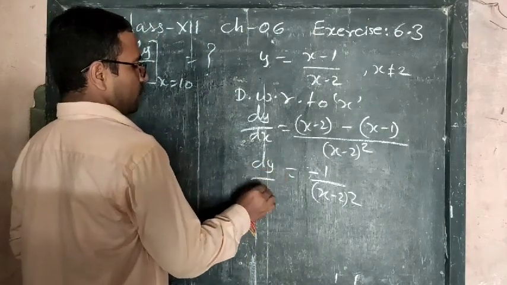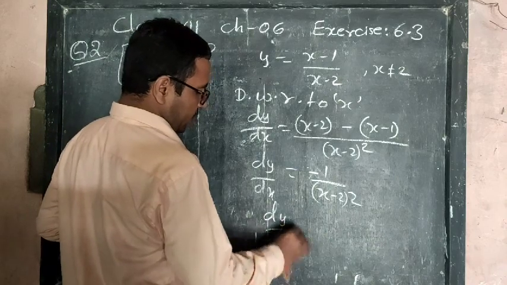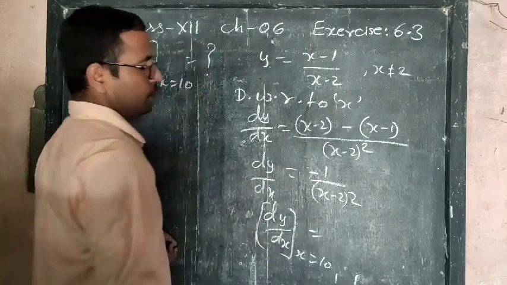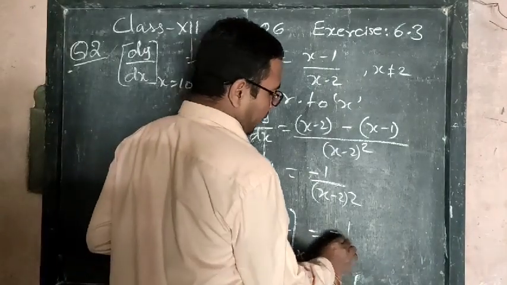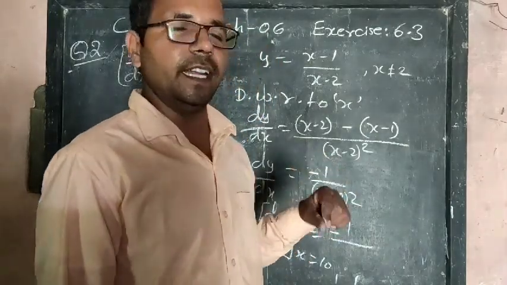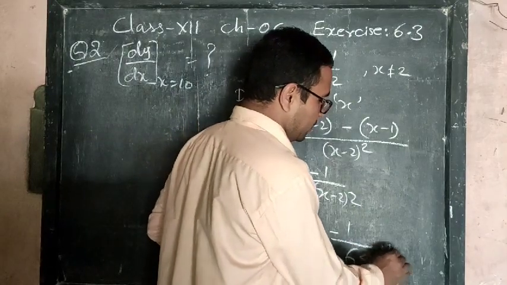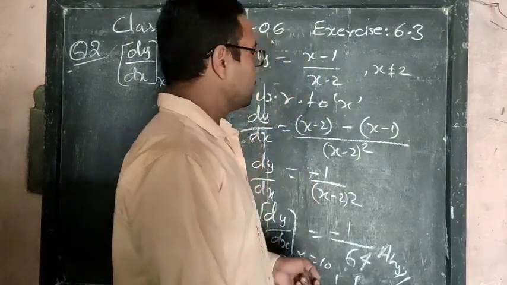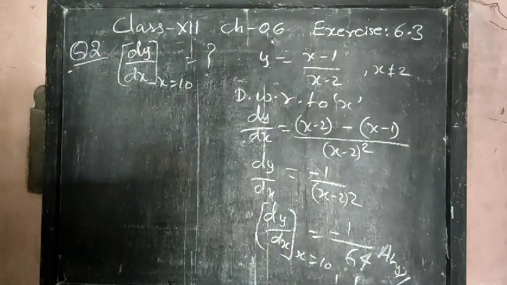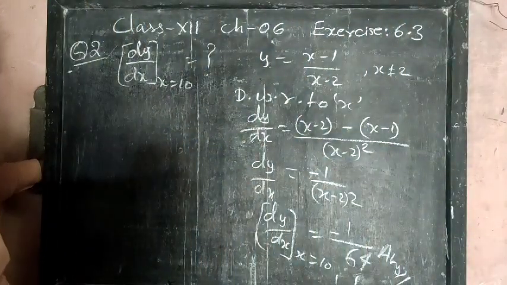Now we have to find dy by dx at x is equal to 10. So you will get minus 1 by (10 minus 2) whole square. 10 minus 2 is 8, and 8 square is 64. So minus 1 by 64 is our answer. Now students, we have completed question number second. Now we will discuss question number third.